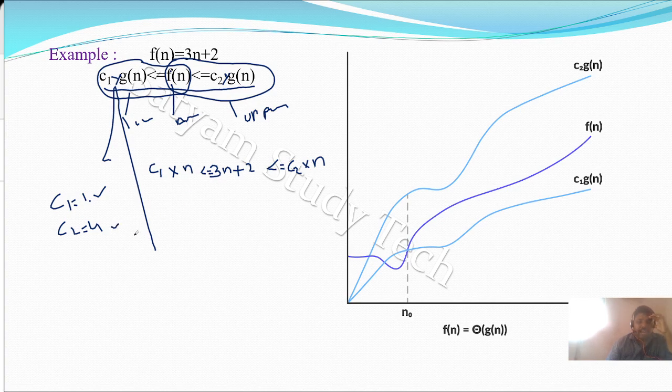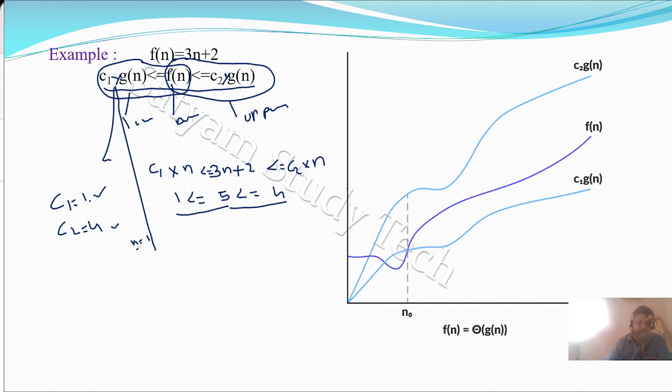Now the n value is 1. So C1 is 1, 1 into 1 is 1, less than or equal to 3 into 1 plus 2, that is 5, less than or equal to C2 value 4, 4 into 1, 4. Here 1 less than or equal to 5 is satisfied, but 5 less than or equal to 4 is not satisfied for n equal to 1.